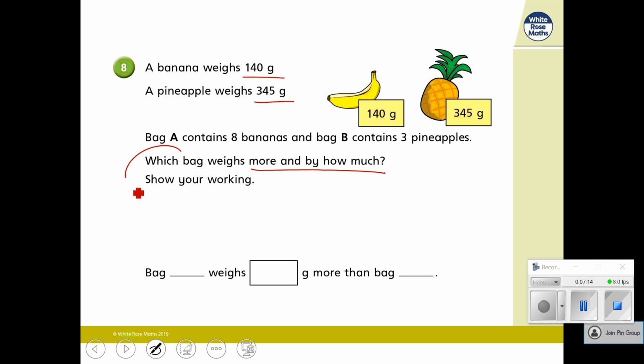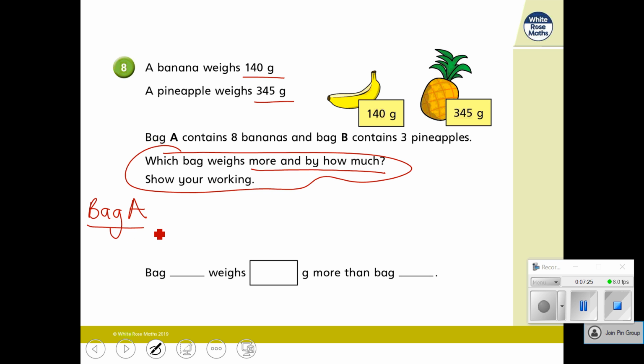Well, there is absolutely no way I can answer this part of the question unless I work out how much bag A weighs and how much bag B weighs. So let's start with bag A. Bag A weighs 140 grams times 8. Okay, so I'm going to work out that calculation here, and this is what I would call step 1.